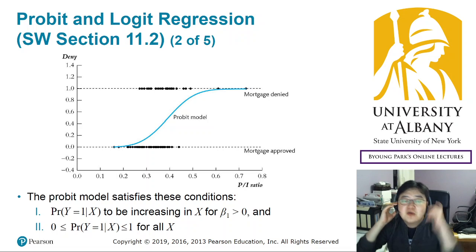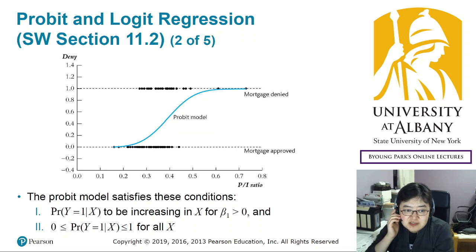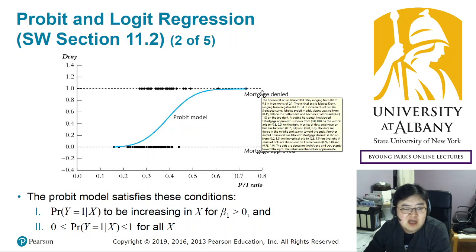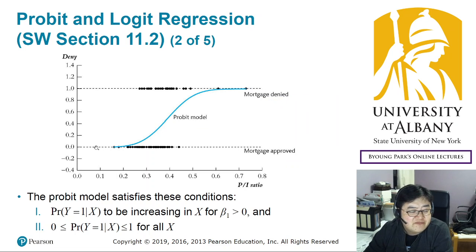Okay, now we will study how we can choose this curve. What is this curve? Before looking at the function, think about this. It starts from 0 and it always increases. It always increases and it is always below 1. It converges to 1 as the horizontal axis goes to infinity.